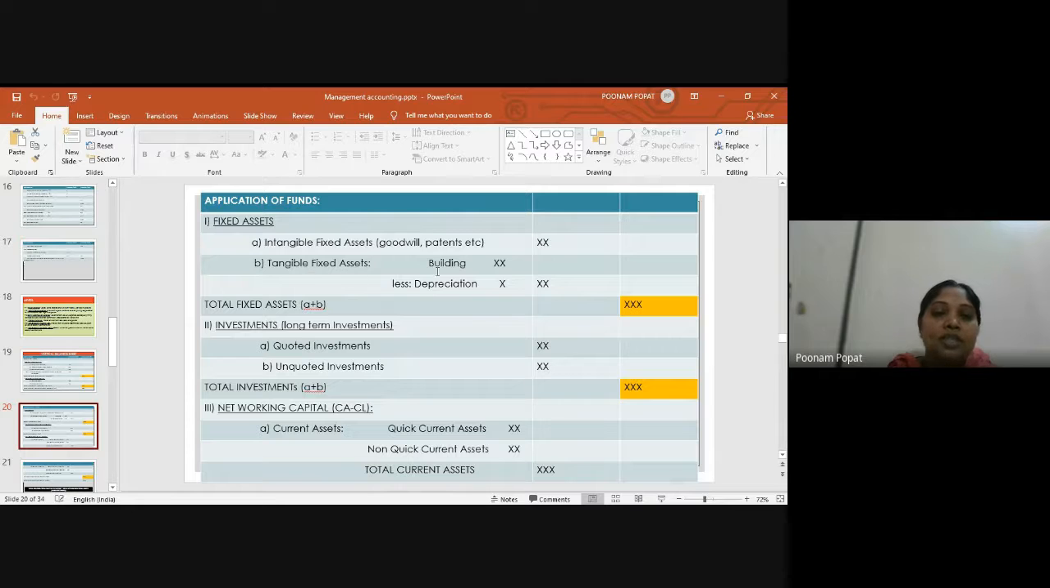And tangible fixed assets like building, machinery, furniture, equipment, etc. will fall here. If depreciation is there, you'll have to show it in the inner column working, and then finally the net block will be shown. You add up these two, tangible and intangible, and you get the grand total of fixed assets. So this is the end of part one. Part two is about investments.